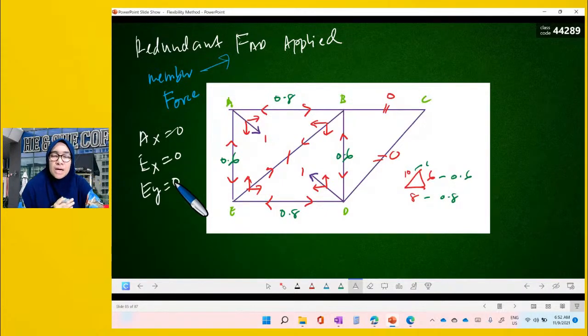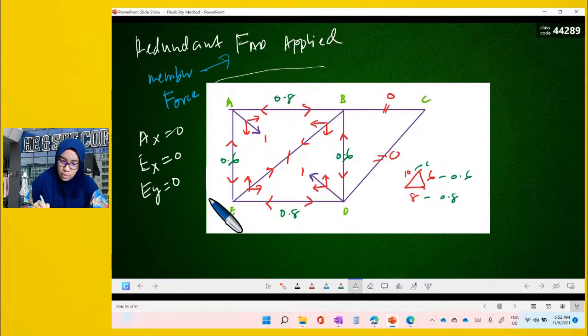So when we have a truss subjected to a unit value of redundant, what we need to do is we will have values of member forces in this section only.